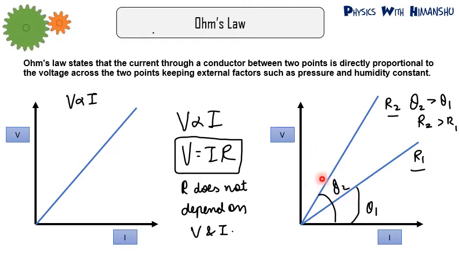Suppose it is an IV graph, then it will be inversely proportional. So the more the slope, the less will be the resistance for an IV graph. For a VI graph, the more the slope, the more will be the resistance.